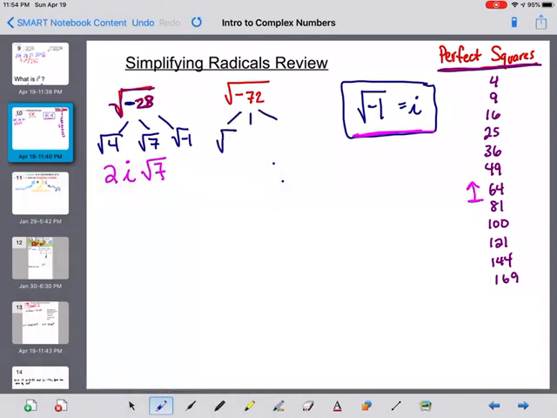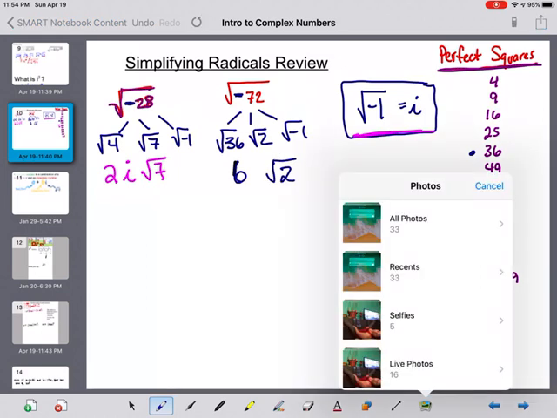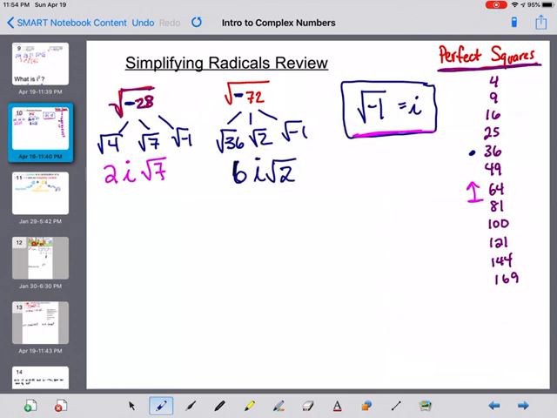When I break it down, I'm going to do it the exact same way. I always put the perfect square first. The one that worked was 36, so I put the 36 in front. When I did 72 divided by 36, I got 2, and then negative 1. The only time I put that negative 1 is when there's a negative inside. If there's no negative inside, you don't have i. So the square root of 36 becomes 6, the square root of 2 stays, and the square root of negative 1 becomes i. And that is how we simplify.